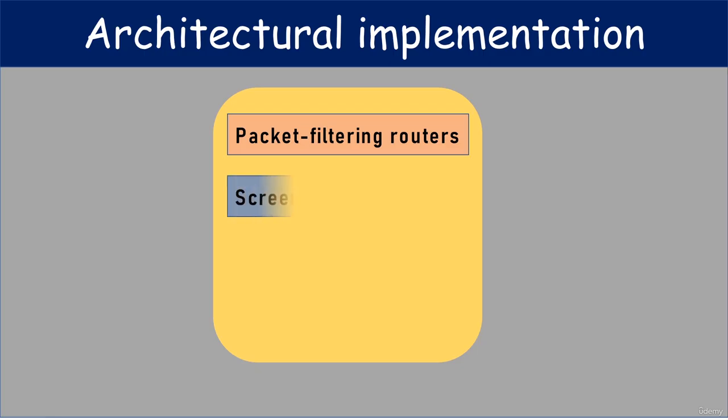Then we have screened host firewalls. So what is this? This firewall architecture combines the packet filtering router with a separate, dedicated firewall. The application gateway needs only one network interface. It allows the router to pre-screen packets to minimize the network traffic and load on the internal proxy. The packet filtering router filters dangerous protocols from reaching the application gateway and site system.